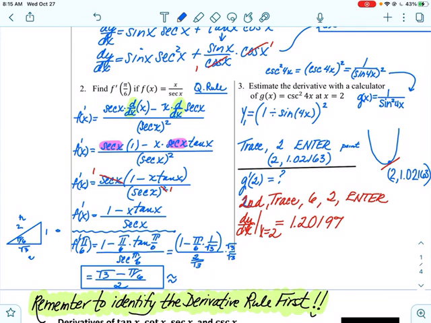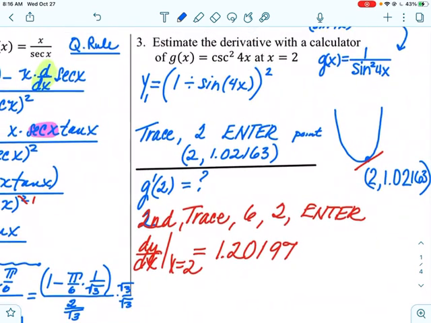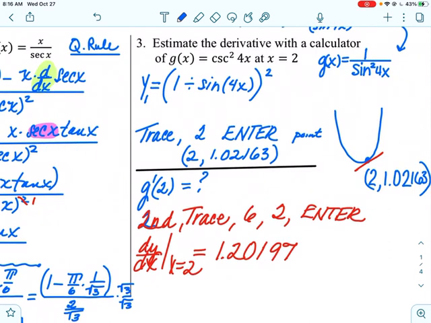Okay, so go ahead and put that in your calculator and then get an approximate value for that. Okay, number 3, estimate the derivative with a calculator of g of x equal to cosecant squared 4x.